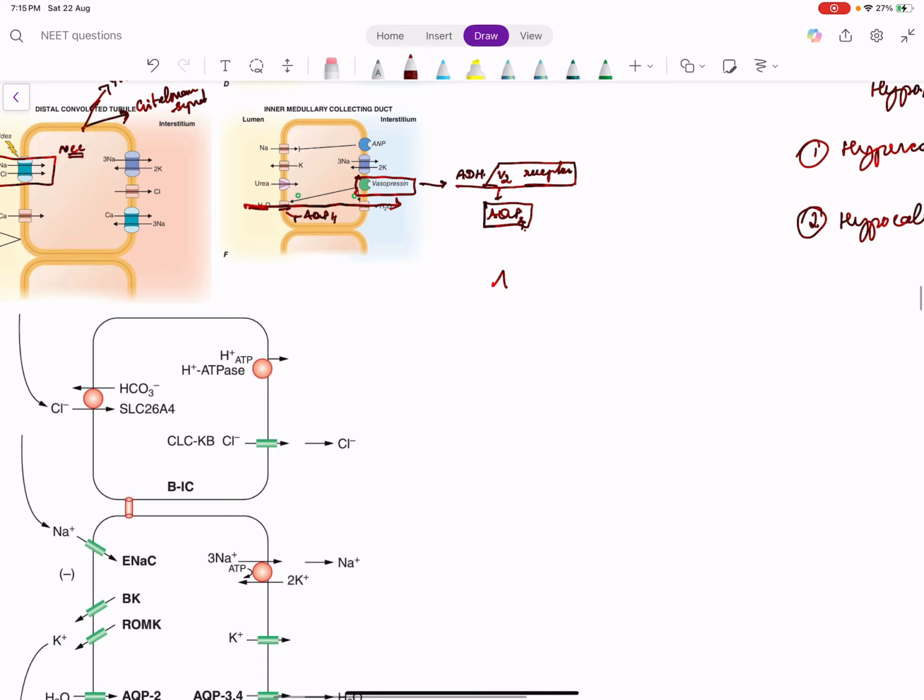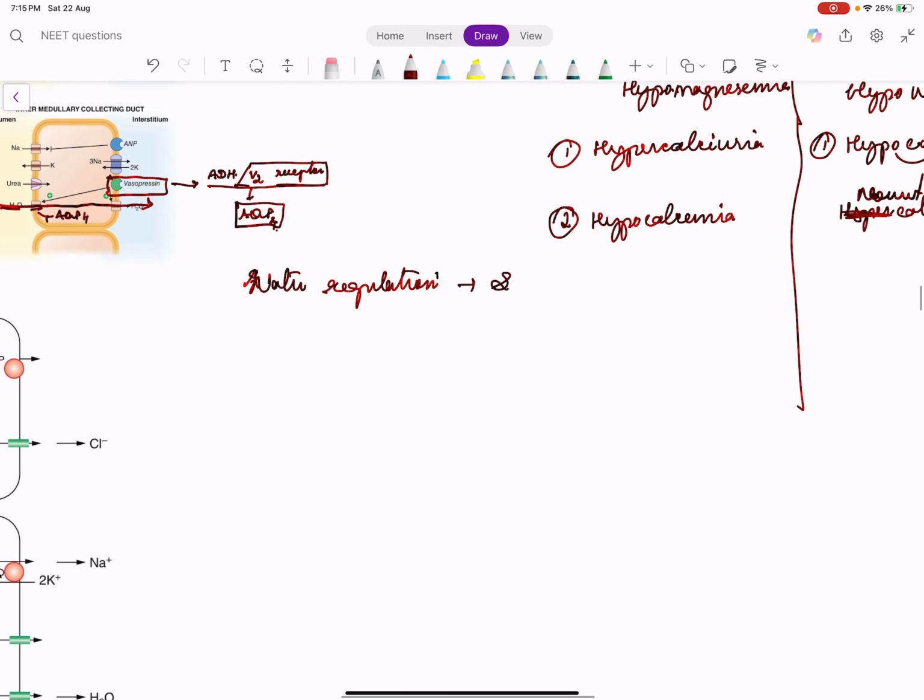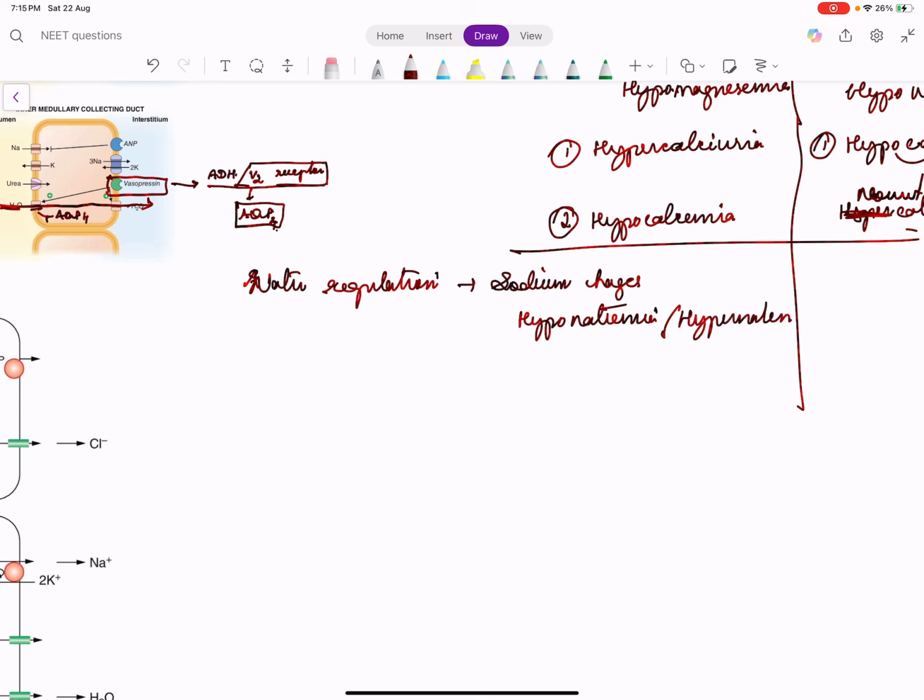Remember, problems with water regulation lead to sodium changes. What are the sodium changes which we know? Hyponatremia or hypernatremia. I'll make it simple.